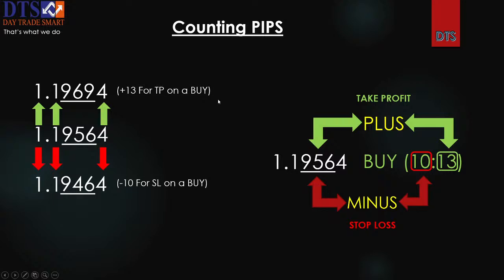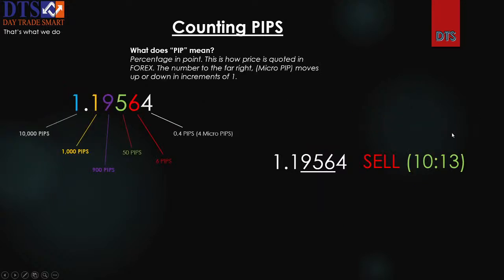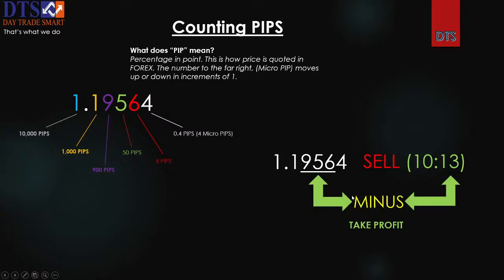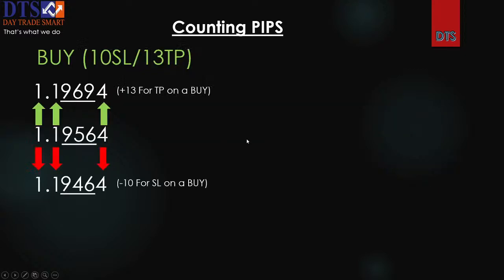All right, so now let's look at a sell. If we're selling, we want the market to go down. So with 956, we want our take profit of 13 to be minus from 956. And our stop loss, we want 10 to be added to 956, because we want the market to go down. And we want it to go down by 13 pips before it goes up by 10 pips.